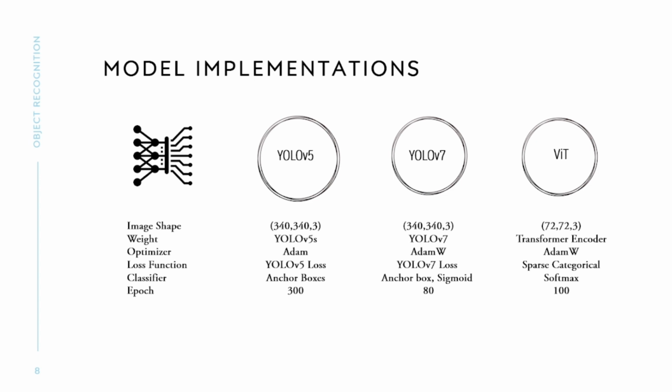So here we have used two versions of the YOLO model, YOLOv5, which is the most popular one right now, and another latest model, YOLOv7. The v5 model uses the Adam optimizer and was trained for 300 epochs, whereas the v7 model uses the AdamW optimizer and was trained for 80 epochs. We also used another object detection model, ViT, the Vision Transformer model. It also uses the AdamW optimizer and was trained for 100 epochs.